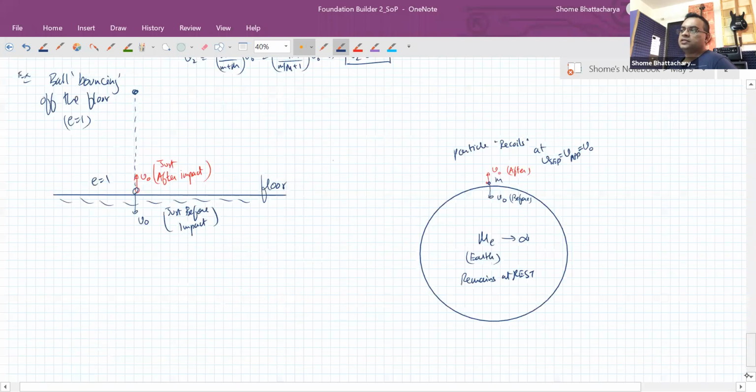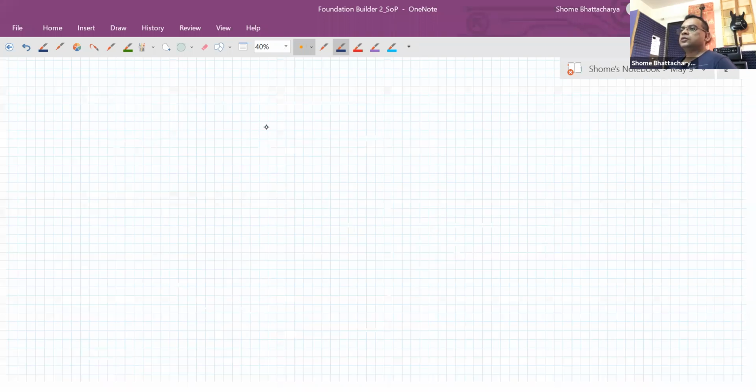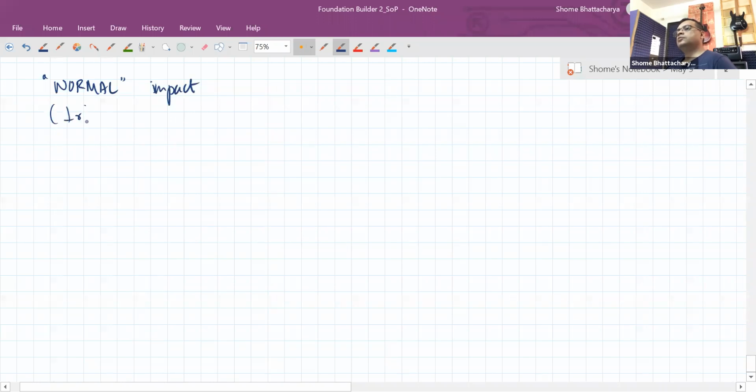Okay, so we will generalize this more now. So what we'll generalize it is like this. So if we have what is called a normal impact. So normal means perpendicular. Perpendicular normal impact of a particle with a fixed rigid surface like the floor. Okay.